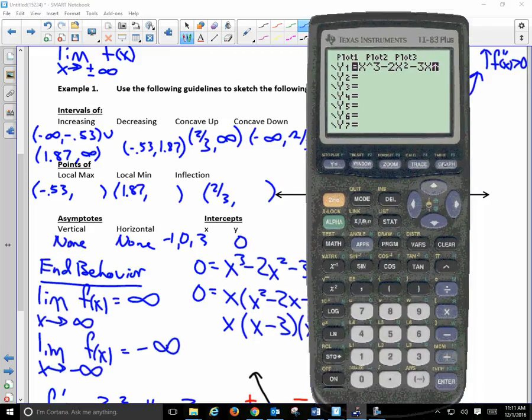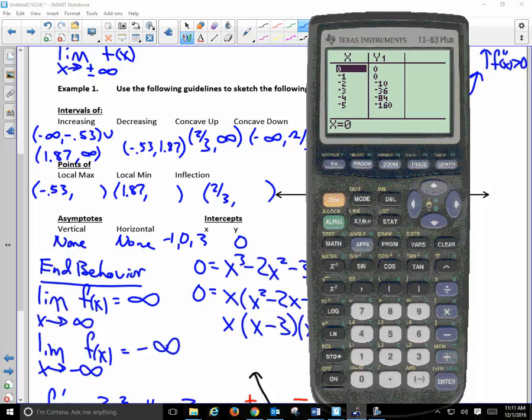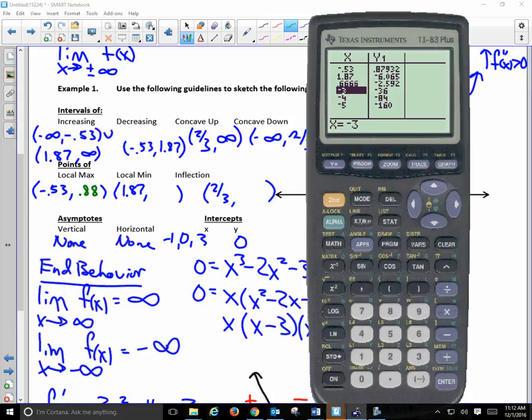and if I go to my table, type in negative 0.53, 1.87, and 0.66. And there's my outputs. I have 0.88, negative 6.1, and negative 2.6.